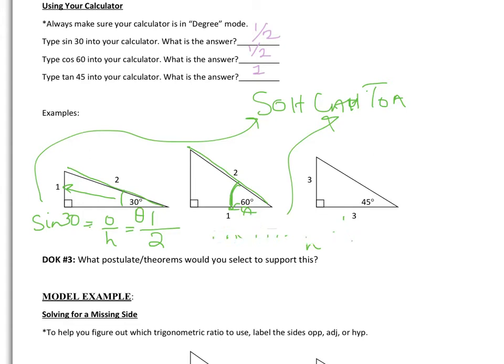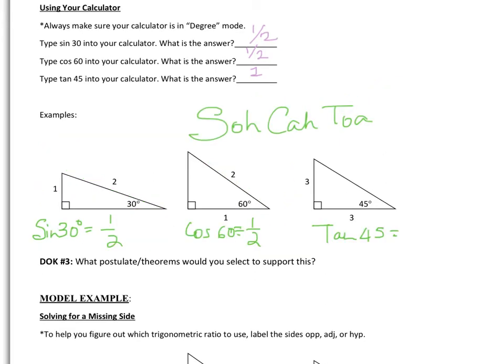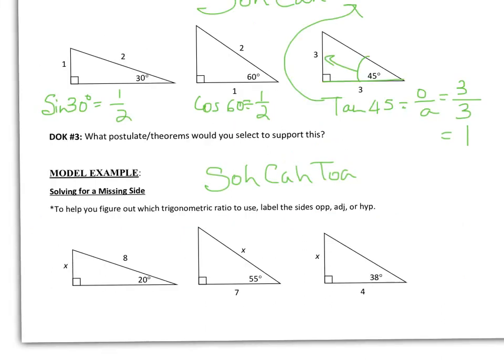Then let's look at tangent of 45. We have to know what angle it is and also what trigonometric ratio we're using. Tangent is opposite over adjacent. Opposite is 3 and adjacent is also 3, and that is equal to 1. Alright, so that is what tangent of 45, cosine of 60, and sine of 30 are.